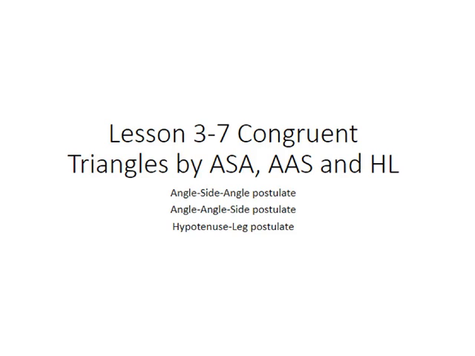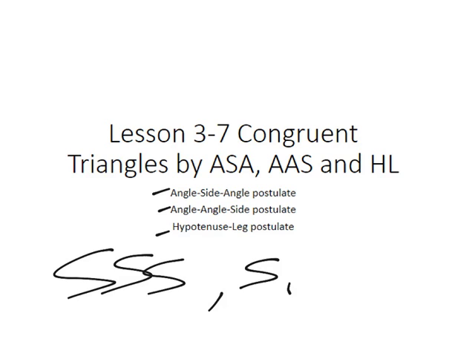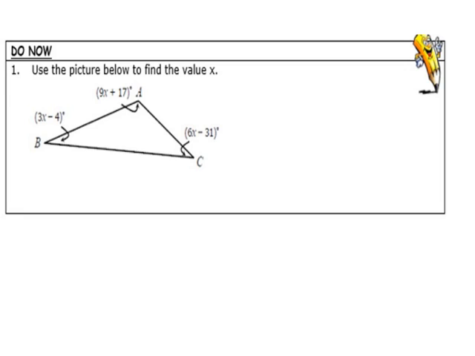Alrighty, so we are going into lesson unit 3-7. Lesson 7 of this unit, congruent triangles by ASA, AAS, and HL. And here's what is meant by each one of those. Last week we did SSS and we did SAS, and now we're moving on to 3 new ones today. Alright, so let's go ahead and take this Do Now.